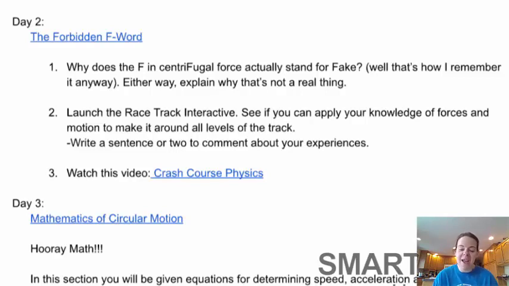The F in centrifugal force stands for fake because it's not real. When people talk about centrifugal force, they're talking about the force pushing you outward as you're moving around a circle. That's not real because it's really just inertia.